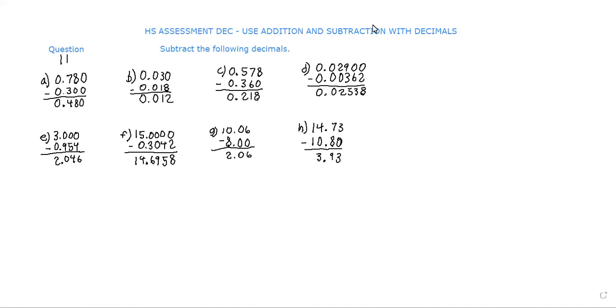And we're doing addition and subtraction with decimals. Okay, the requested question is question number 11, and let's jump into it. They're asking us to subtract the following decimals. So let's start with letter A.